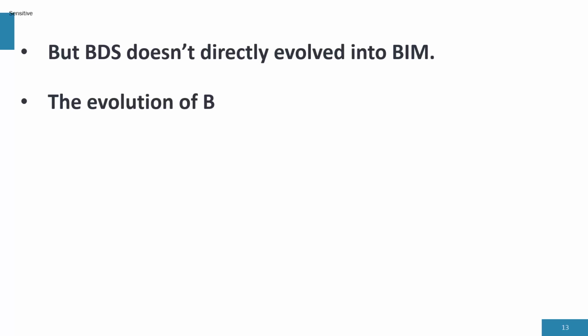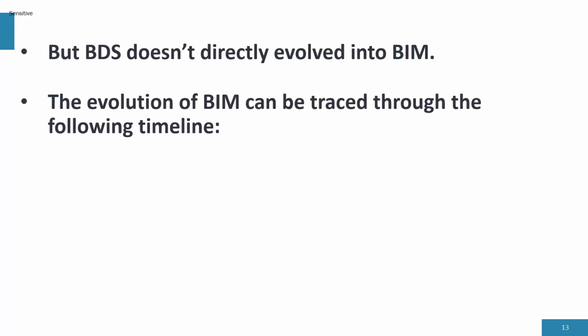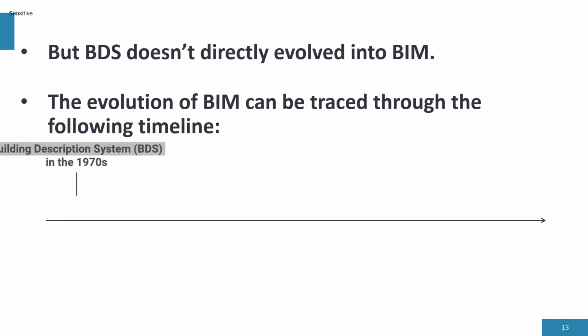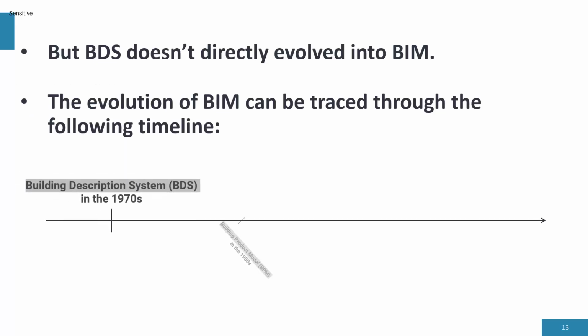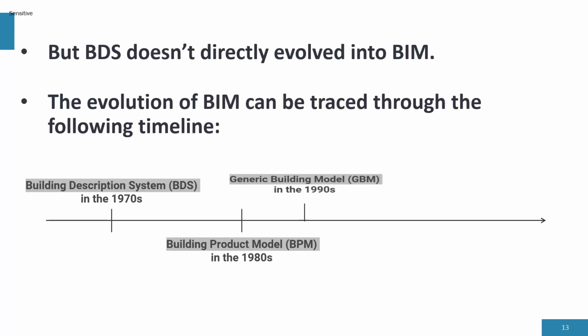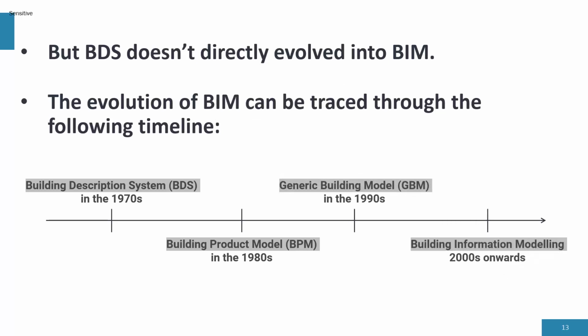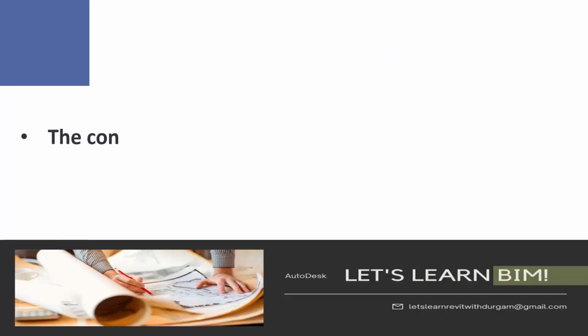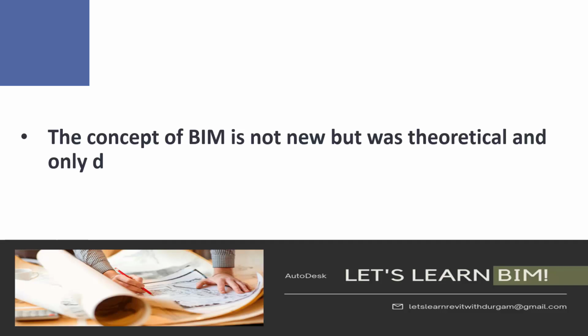The evolution of BIM can be traced through the following timelines: Building Description System in the 1970s, Building Product Model in the 1980s, Generic Building Model in the 1990s, and Building Information Modeling from 2000 onwards, which significantly impacted the industry. The concept of BIM is not new. It has been around since the 1970s, but was initially theoretical and only documented on paper.